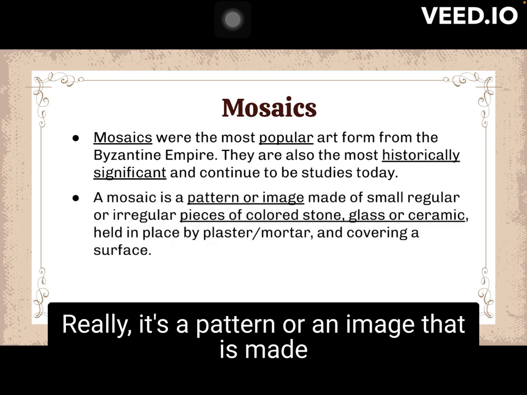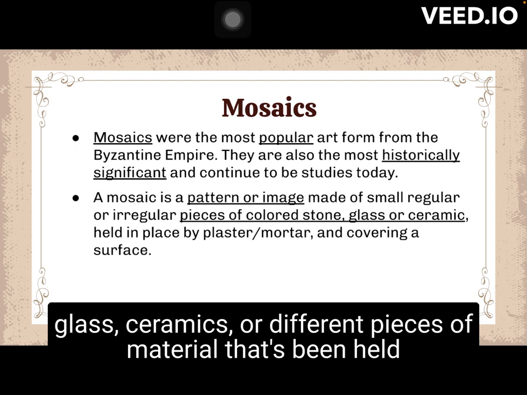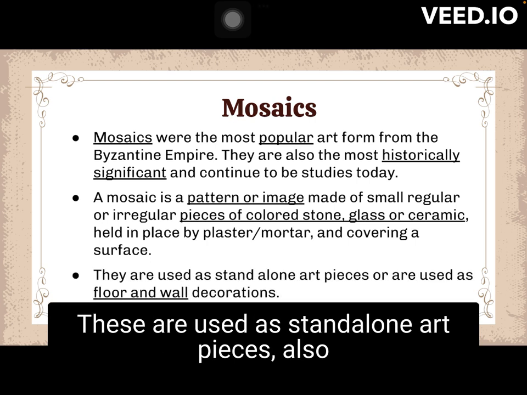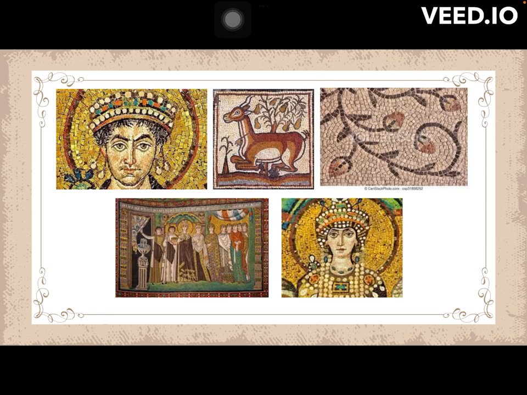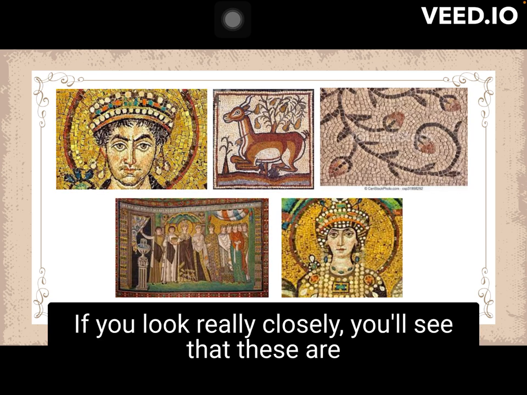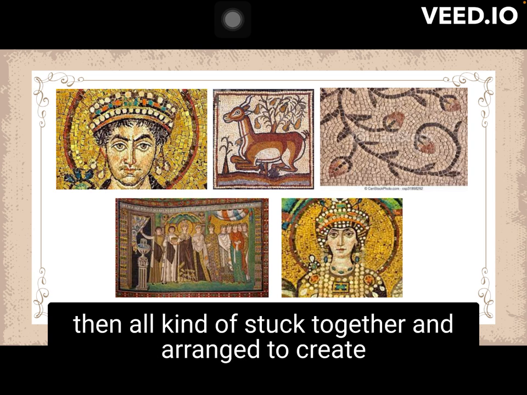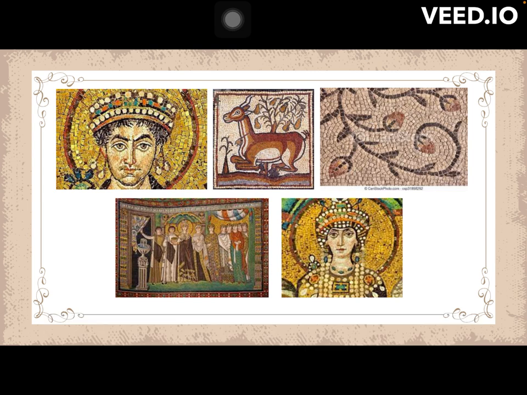Really, it's a pattern or an image that is made up of small, regular, or irregular pieces of colored stone, glass, ceramics, or different pieces of material that's then held in place by plaster to cover a surface. These are used as standalone art pieces, also sometimes used as floor and wall decorations. So here's some examples of mosaics. If you look really closely, you'll see that these are really small fragments of plaster, ceramic, stone, glass that are then all stuck together and arranged to create an image or a pattern of some sort.